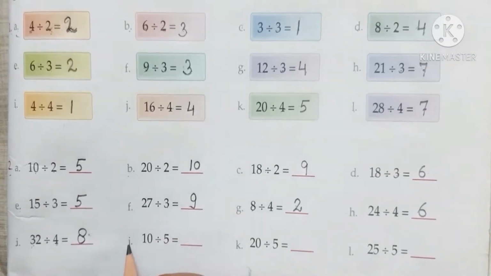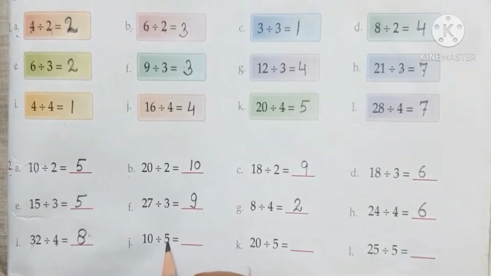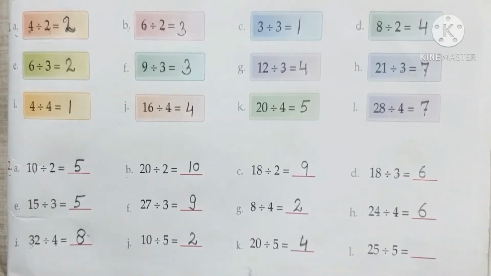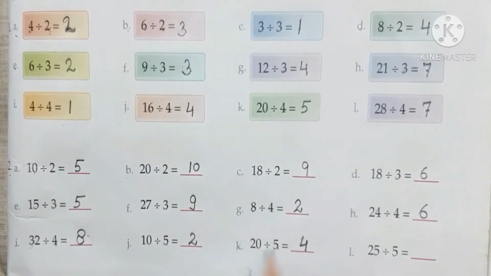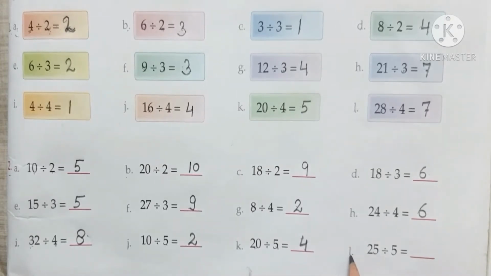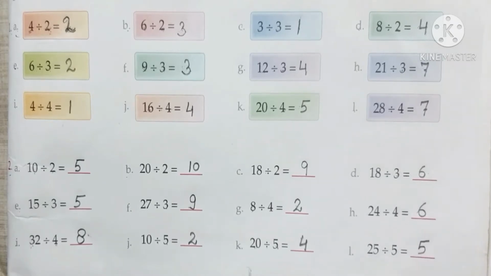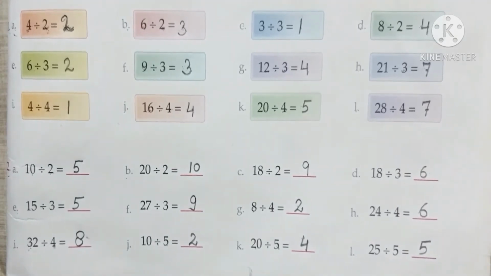Okay. J. 10 divided by 5. 5 2s are 10. K. 20 divided by 5. 5 4s are 20. 5 1 is 5. 5 2s are 10. 5 3s are 15. 5 4s are 20. L. 25 divided by 5. 5 5s are 25.